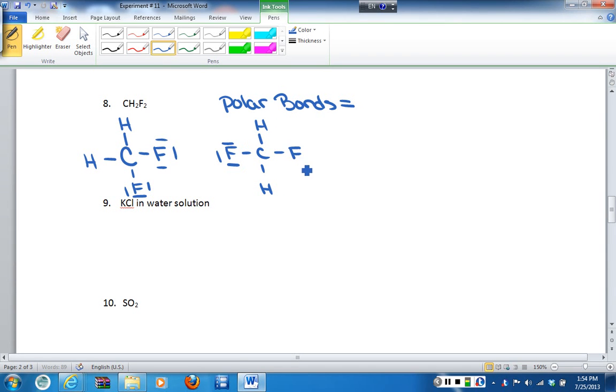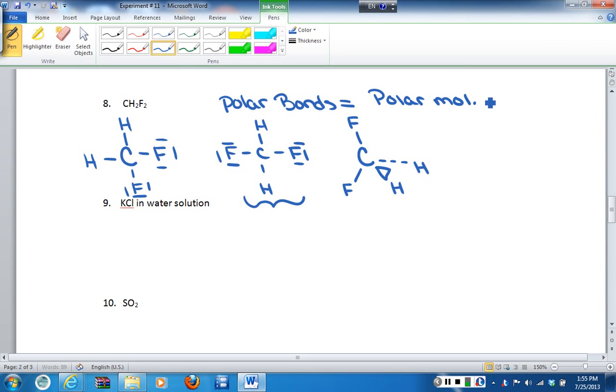But remember, the third thing that we have to ask ourselves about polarity is the 3D shape. And since this has 4 regions of electron density around the carbon, we know that it has a tetrahedral geometry. So we know that all 4 of these are equivalent. We know that they do not cancel each other out, even though in this structure it kind of looks like they do. So because that occurs, there is a net dipole moment. We know we have a polar molecule.